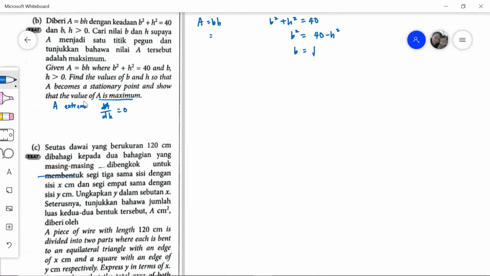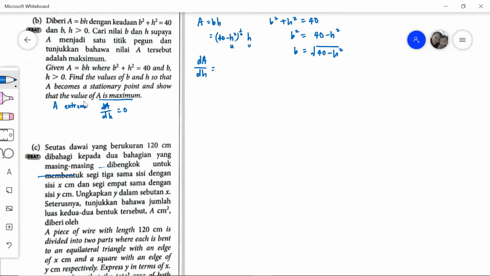B equals the square root of 40 minus H squared. There's no negative because the B value is greater than 0. So let's substitute that in here. So we have 40 minus H squared raised to the power of half, times the H. Okay, so with this, we differentiate A with respect to H first.